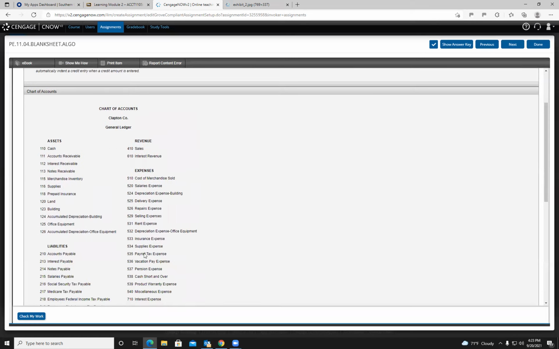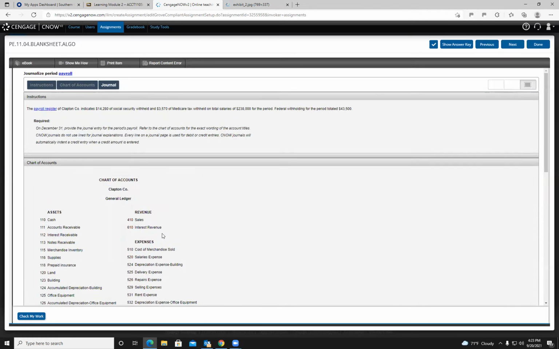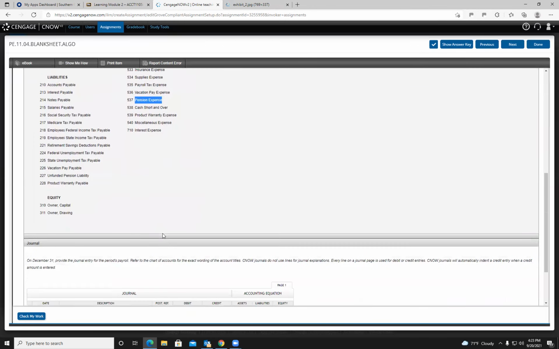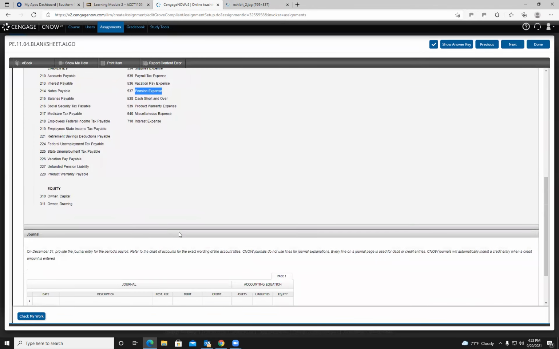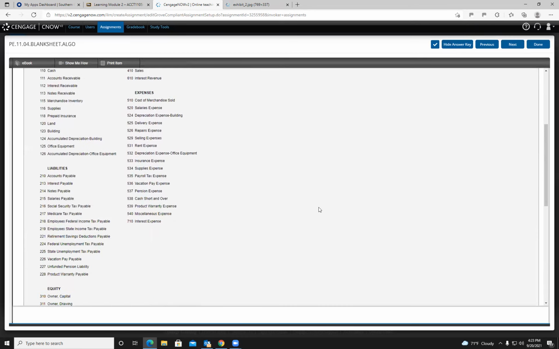Okay, so here's our chart of accounts. Again, you can use my quick trick of highlighting and then copying and pasting the wording from the chart of accounts, because it does make it much easier. So it wants us to journalize the period's payroll. Okay, so let's go ahead and just click on that answer key and let's just look at how they did it.